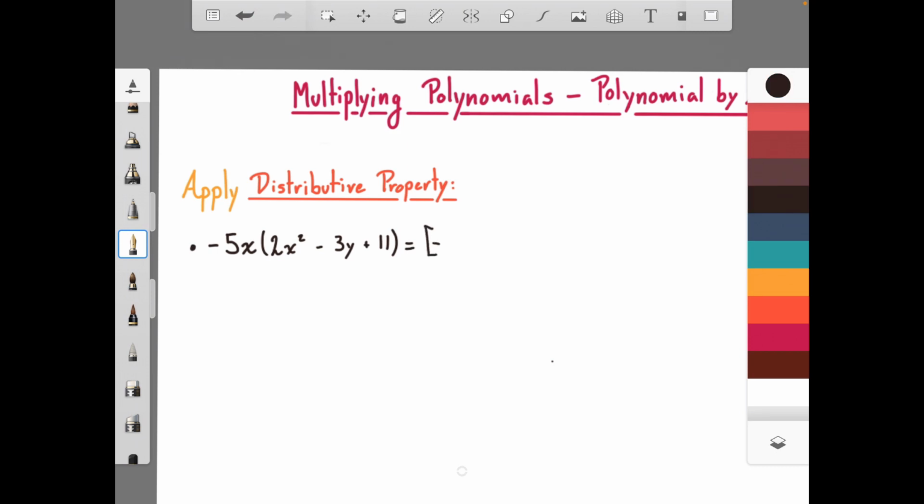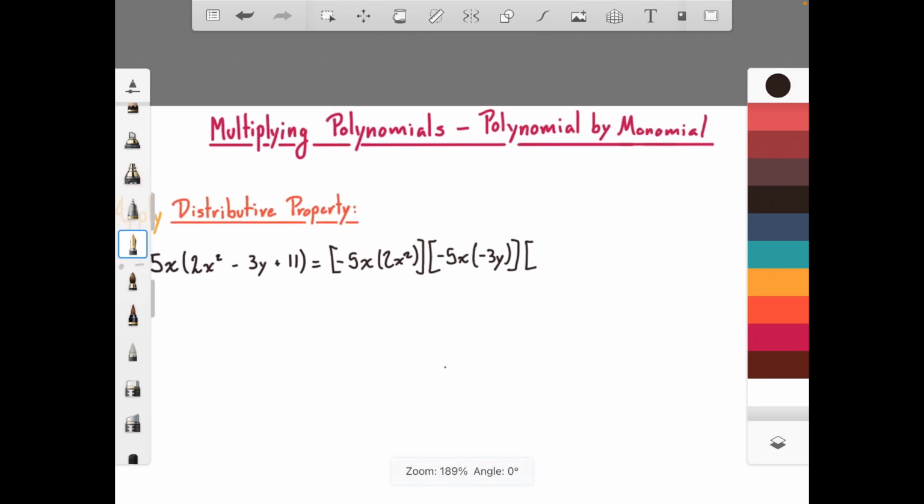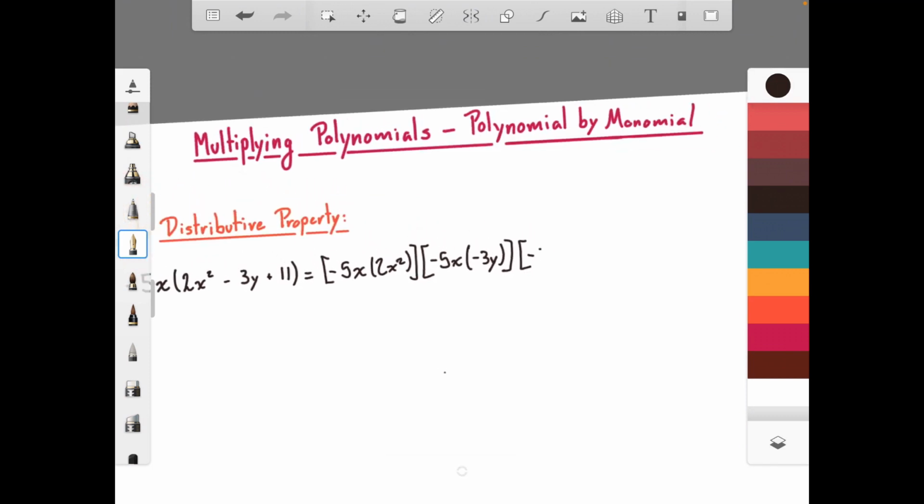This first one is negative 5x times 2x squared. Now we do the next one that says negative 5x times negative 3y, and finally we have a negative 5x times 11.